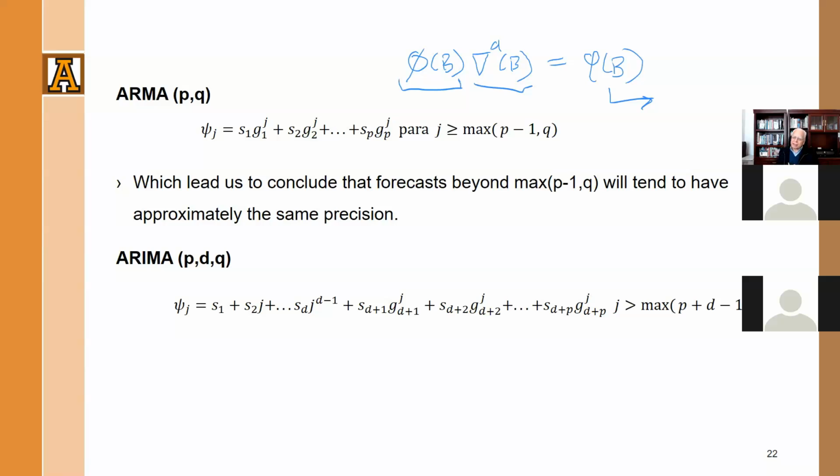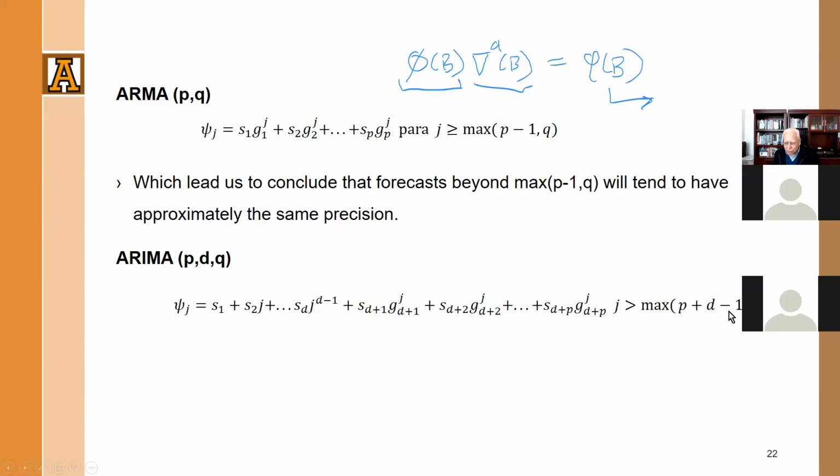Now we have to consider d. Remember, before we only had p minus 1, right? That was the bound. Now here we have the maximum between p plus d minus 1, because we have to subtract, it's p minus 1 of the original parameters in the autoregressive polynomial, plus d now, because that polynomial, this phi of B, is for the p plus d, so we have p plus d minus 1, and q.